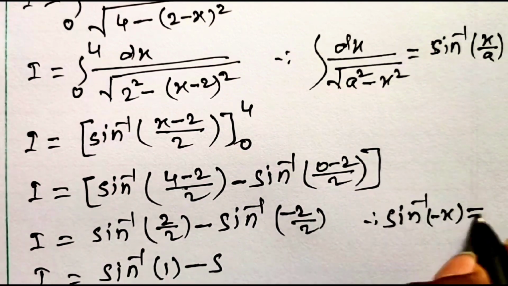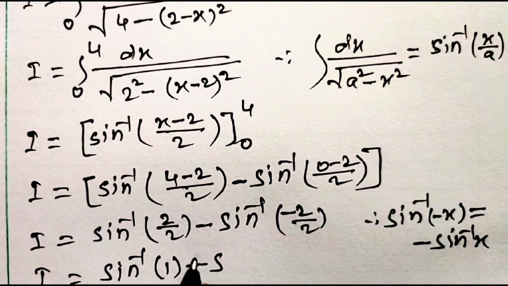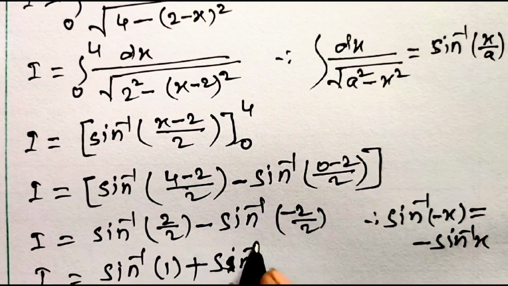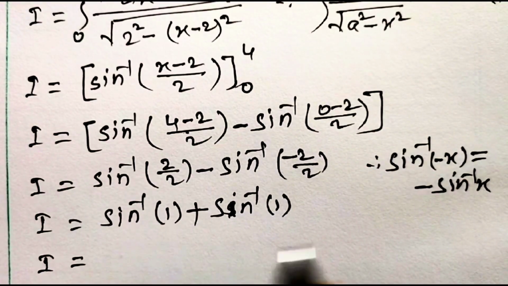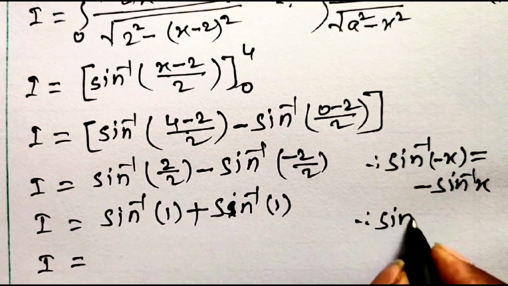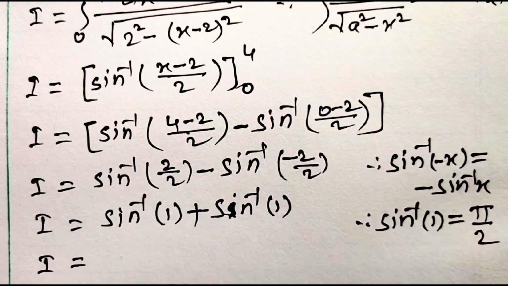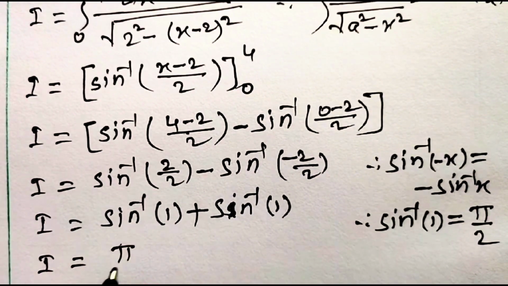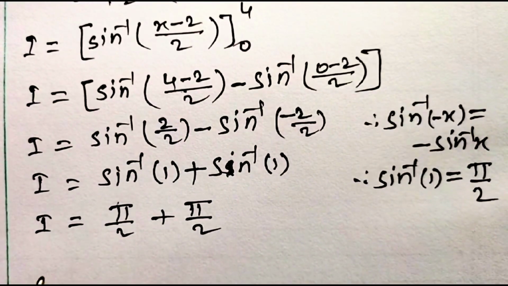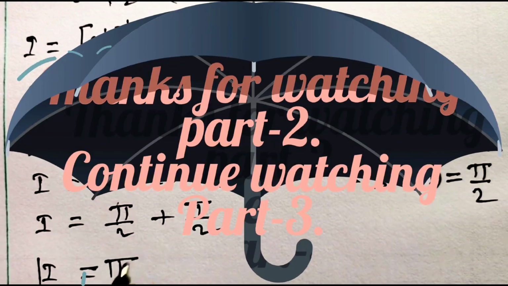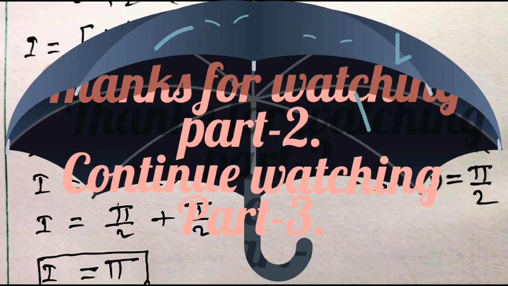Then I is equal to sine inverse 1 minus sine inverse minus x. This is equal to minus sine inverse x. Okay, minus minus plus sine inverse 1. Hence I is equal to sine inverse 1 plus sine inverse 1. What is the value of sine inverse 1? Sine inverse 1 is equal to pi upon 2. So this is pi upon 2 plus this is again pi upon 2, and pi upon 2 plus pi upon 2 is pi. I is equal to pi only, and this is the answer.